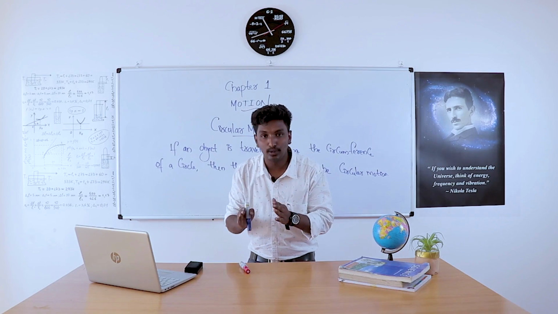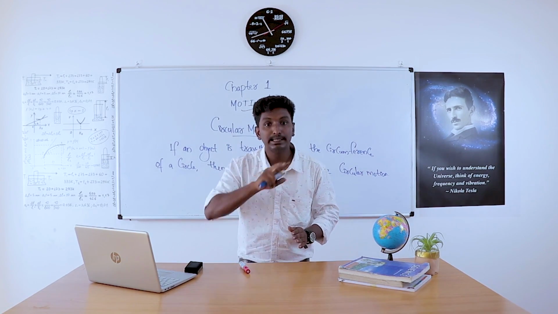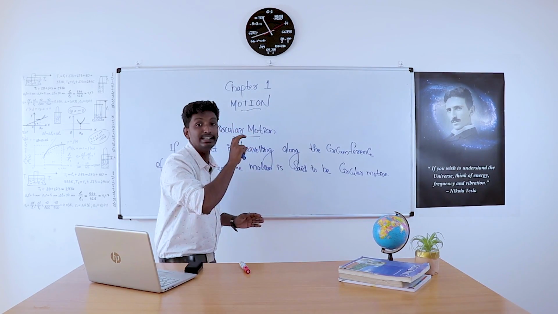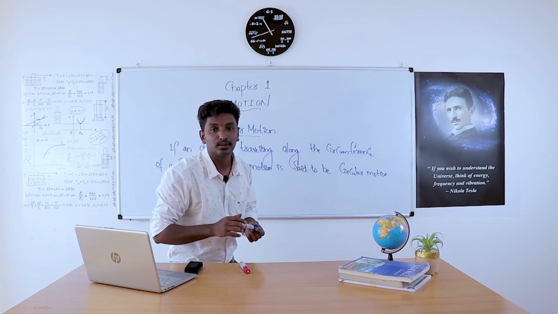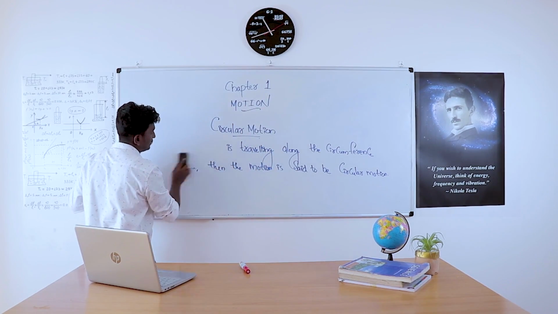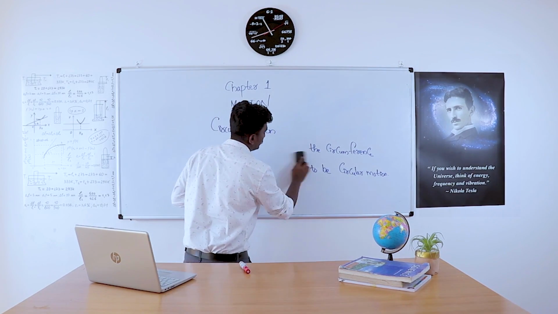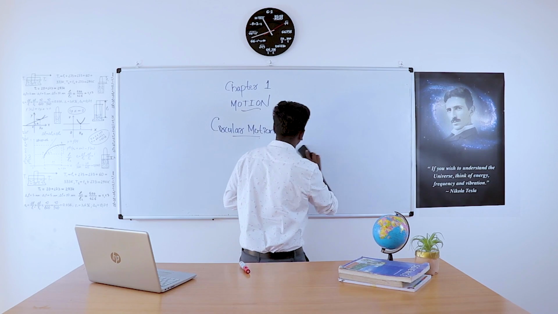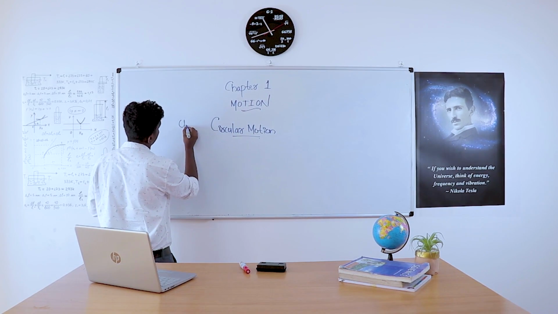That means an object is traveling along the circumference of a circle, or the path of the object is in the shape of a circle. Then the motion is said to be circular motion. We have one more topic related to circular motion, not a new topic. That's uniform circular motion.